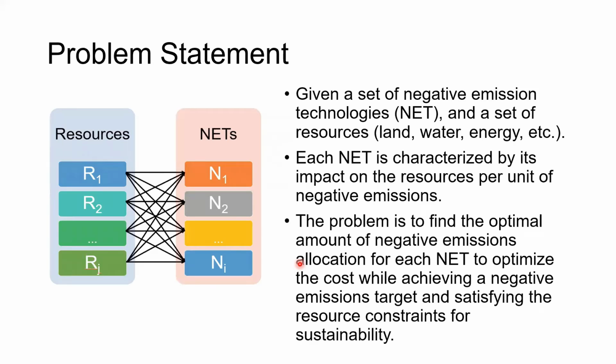Given a set of negative emission technologies (NETs) and a set of resources such as land, water, energy, etc., each NET is characterized by its impact on the resource per unit of negative emissions. The problem is to find the optimal amount of negative emission allocation for each NET to optimize the cost while achieving a negative emissions target and satisfying the resource constraints for sustainability. The figure shows the superstructure model for this problem.